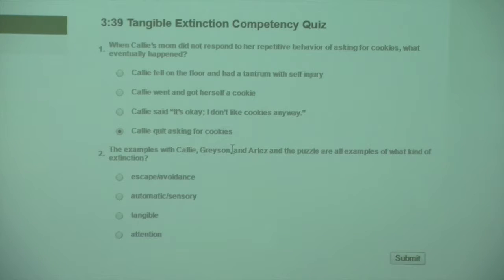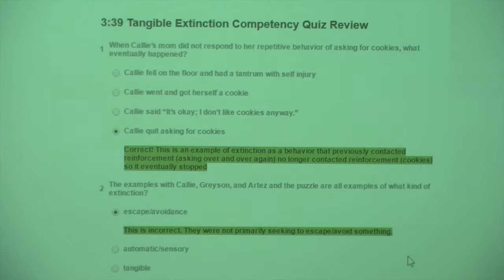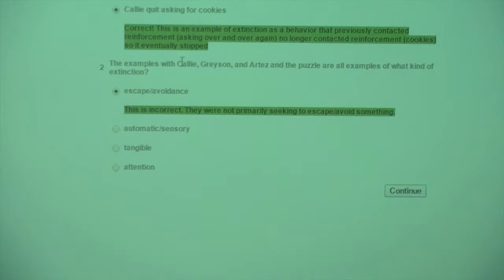The examples with Callie, Grayson, and Artez and the puzzle are all examples of what kind of extinction? Callie, Grayson, and Artez and the puzzle. Probably tangible.